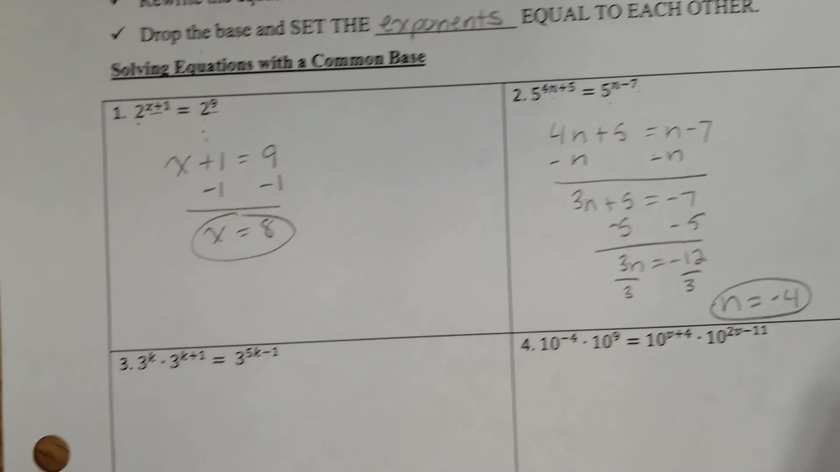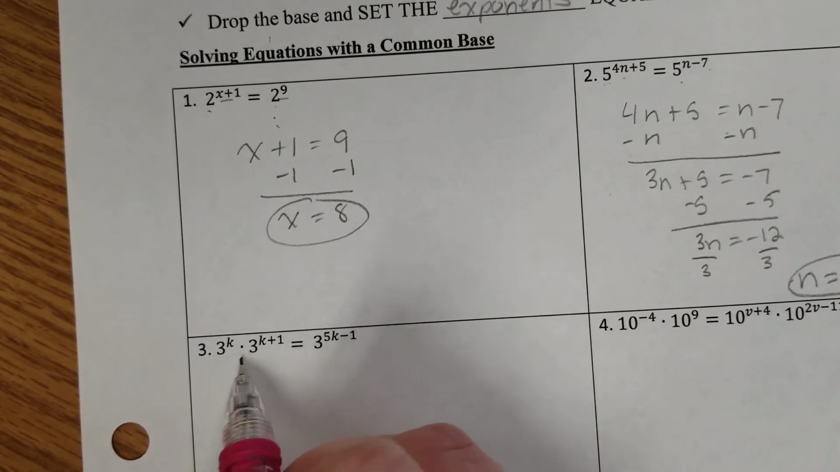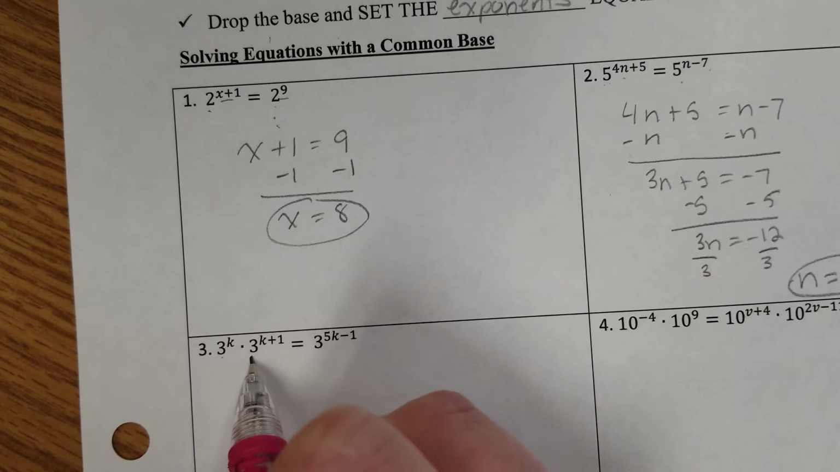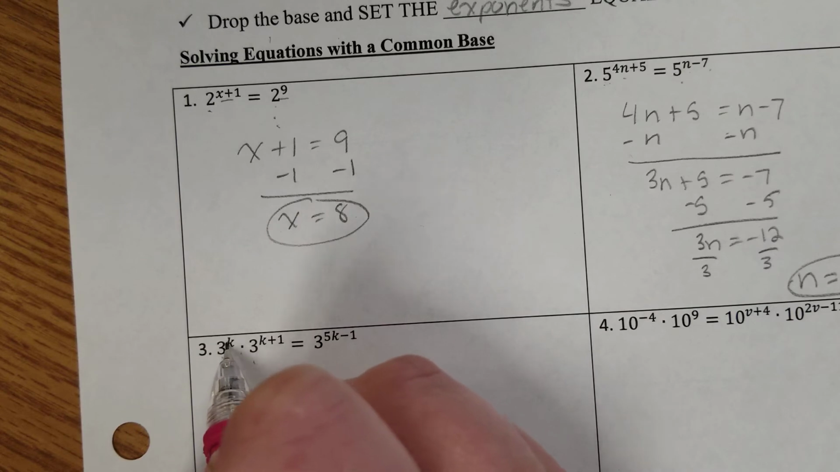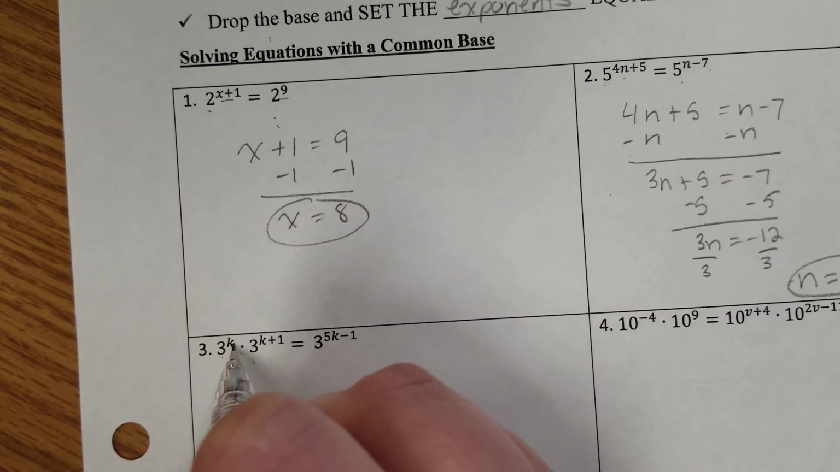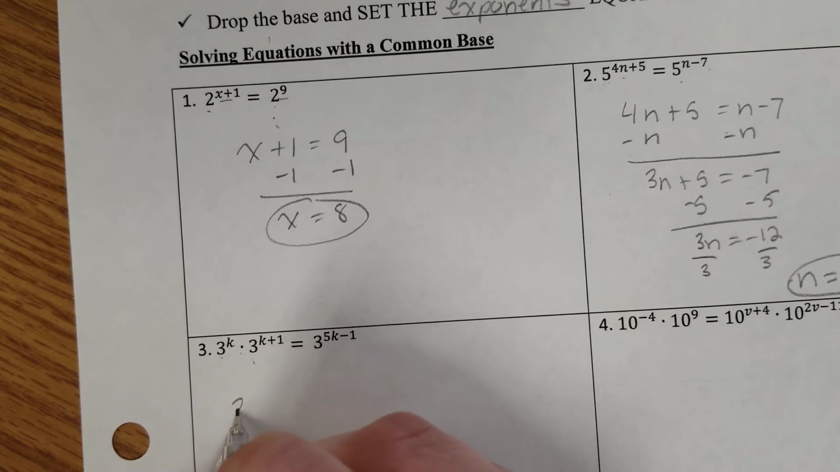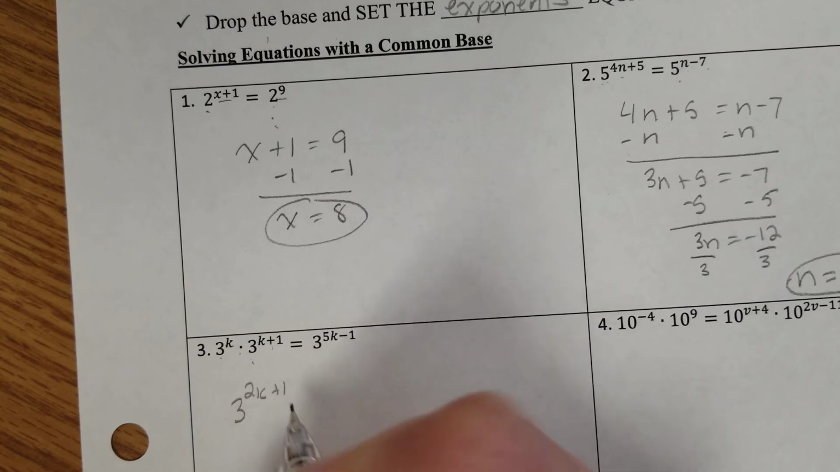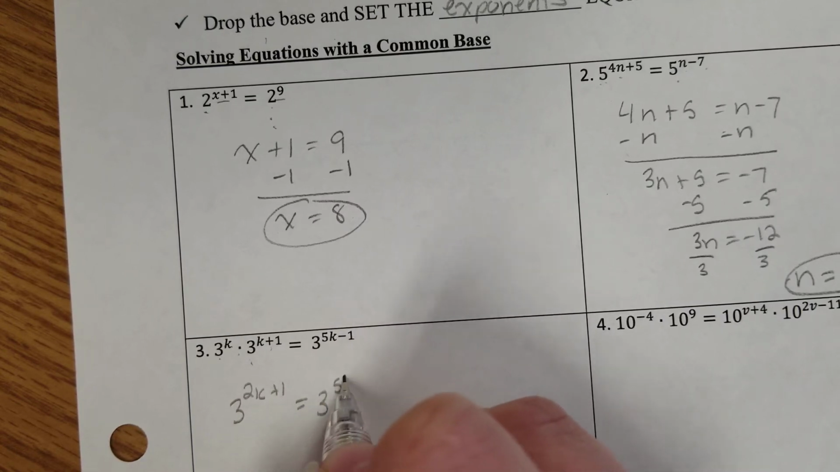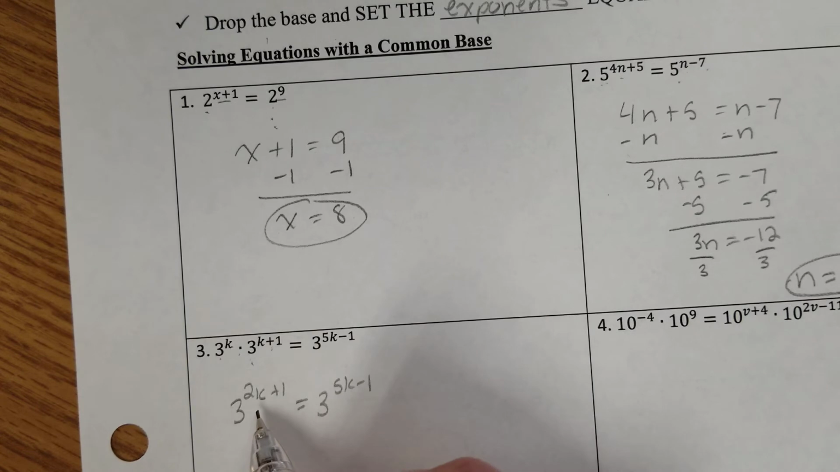All right. Now for number 3, on this left side of the equal sign, we have two bases. So we have to use our properties of exponents to simplify that. Because they're multiplied, we add the exponents together. So we have k plus k, which is 2k. So we have 3 to the 2k, and then there's nothing to add to the 1, so it stays plus 1, equals 3 to the 5k minus 1. Now that the bases are the same and everything is simplified, we just set these equal. So we have 2k plus 1 equals 5k minus 1.